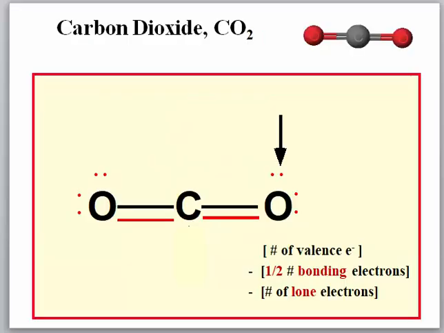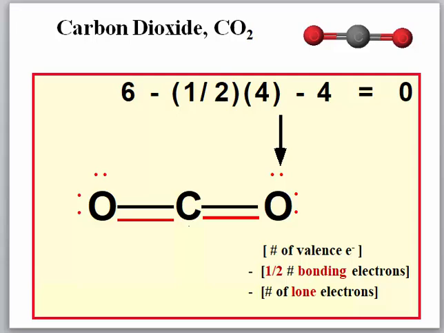So for carbon dioxide, if we look at the oxygen here, how many valence electrons do we have for oxygen? Look on your periodic table. You've got 6. Half of the bonding electrons, so the bonding electrons are these right here. You've got 4 bonding, so half of them would be half of 4, or 2, minus the 4 non-bonding or lone electrons that all belong to oxygen. That gives you a 0 formal charge, which is favorable. That's what you're looking for.